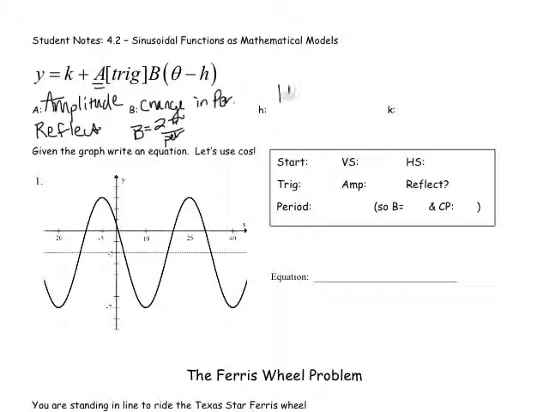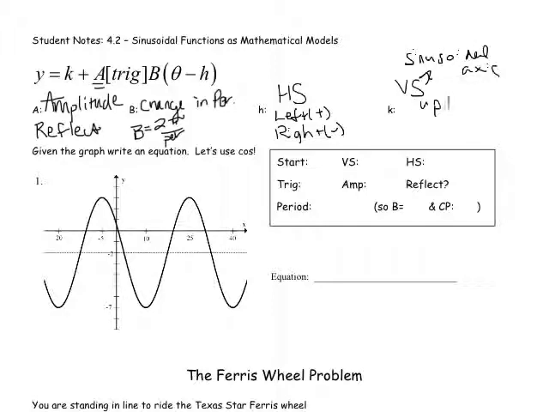H is your horizontal shift. Left and right, so left was plus and right was minus. And K is your vertical shift. Also, this will always be your sinusoidal axis. Up is plus and down is minus.